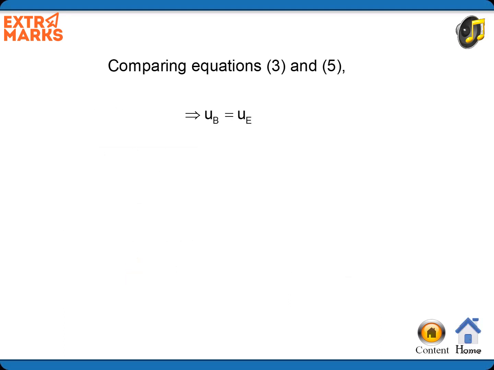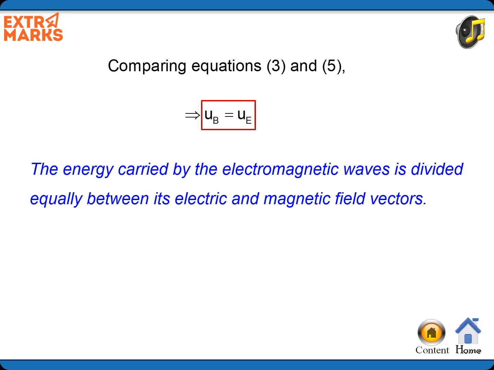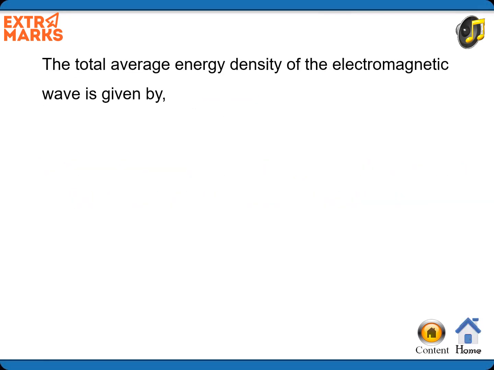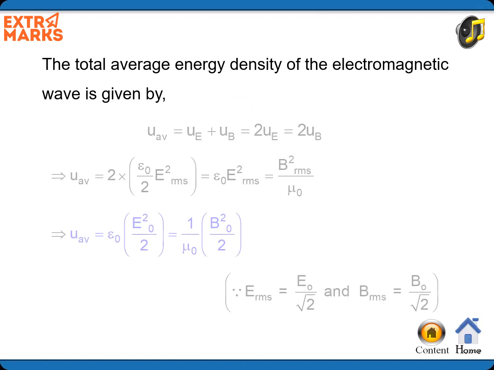On comparing equations 3 and 5, we have UB is equal to UE. Thus, the energy carried by the electromagnetic waves is divided equally between its electric and magnetic field vectors. The total average energy density of the electromagnetic wave is given by the expression given here.